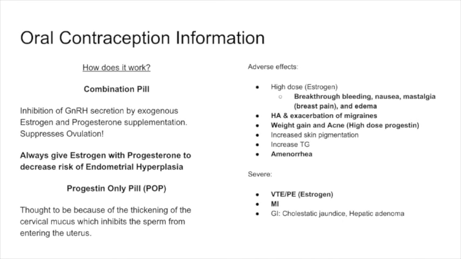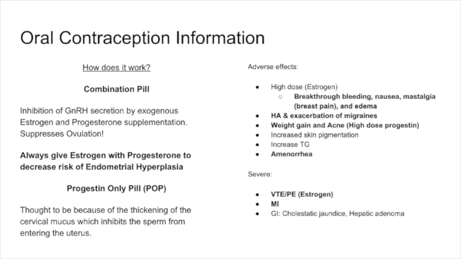So the combination pill. The combination works by inhibiting GnRH secretions exogenously. How does it do this? By supplementing with estrogen and progesterone, we can suppress ovulation. This is what we talked about before in a way with clomiphene. What we're doing is giving small amounts of estrogen and progesterone and fooling our anterior pituitary into thinking it has enough, so it doesn't need to produce FSH and LH, therefore we don't ovulate. We always give estrogen with progesterone to inhibit endometrial hyperplasia.